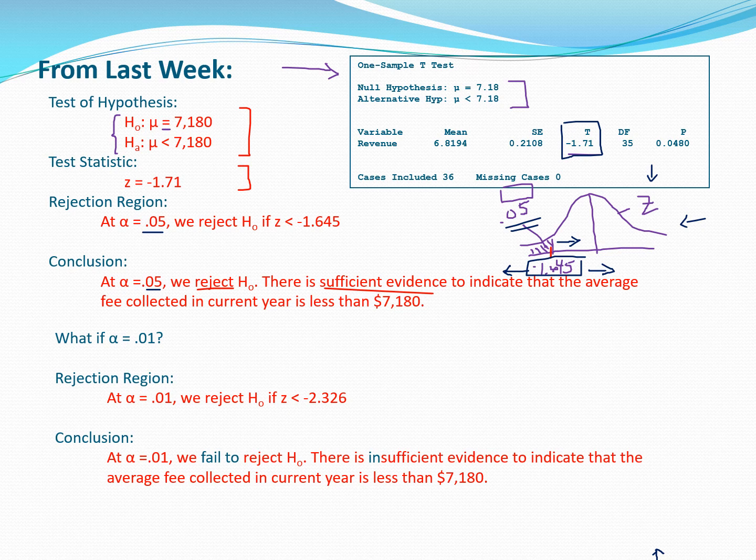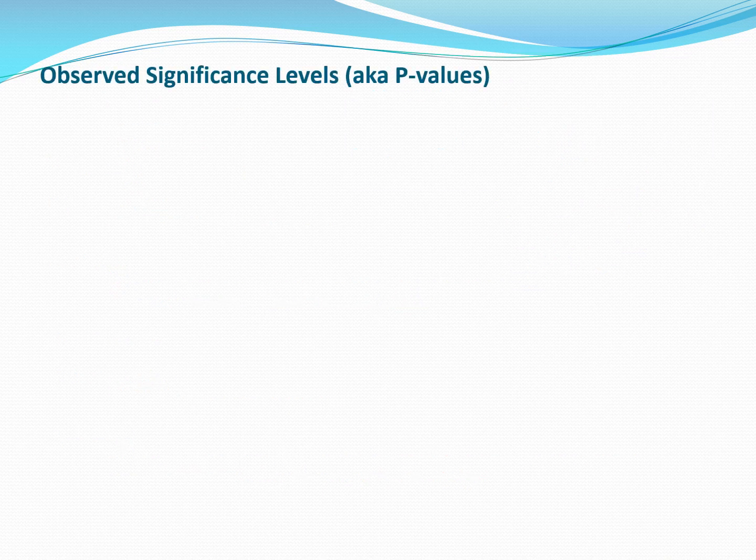That's the piece that the p-values, or observed significance levels, are going to help us with. I'm going to tell you three things. First, they tell us how significant our test statistic is. In that last problem, we had a test statistic of negative 1.71. Here's how I'll say it: that negative 1.71 was significant at alpha equal 0.05. It was not significant at alpha equal 0.01.